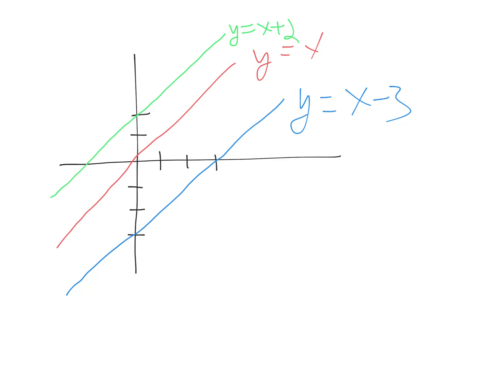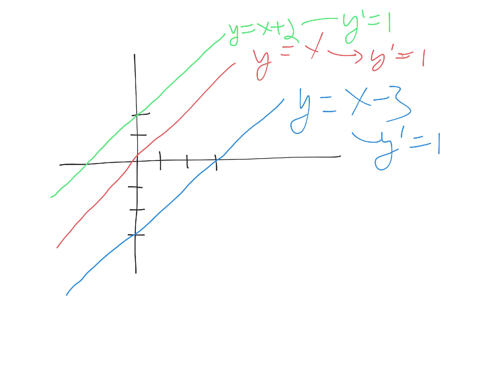Okay, so with these three linear functions, if we take the derivative of all of them, this y prime is just 1. I'm sorry, I messed that one up. And this one, that derivative is 1, because the slope is 1, right? And then for the blue one, y equals x minus 3, that derivative is also 1.